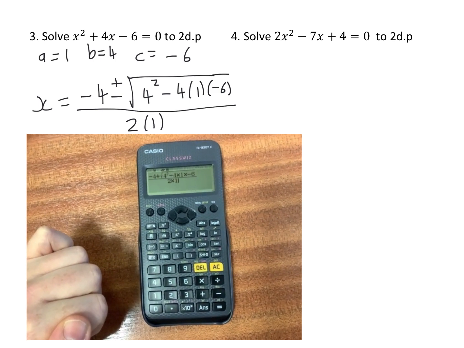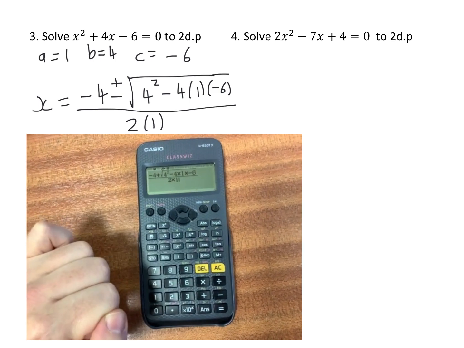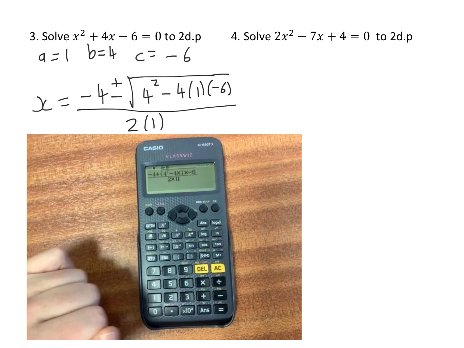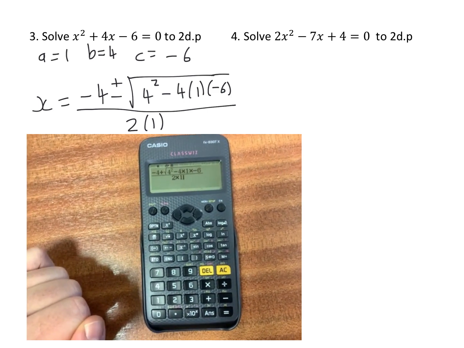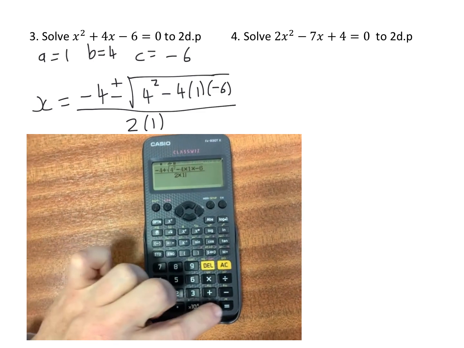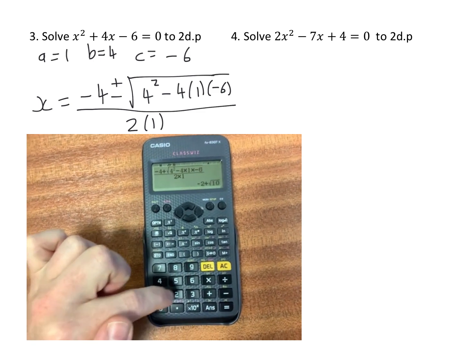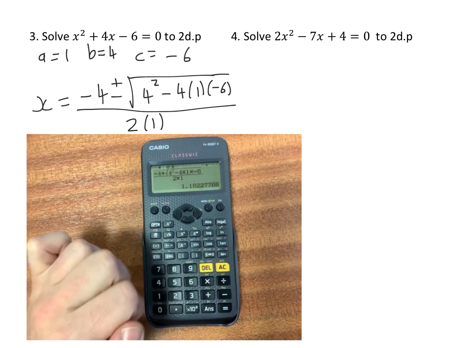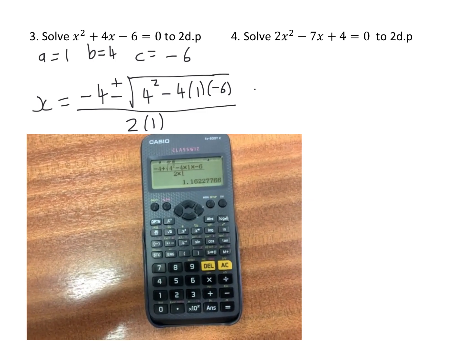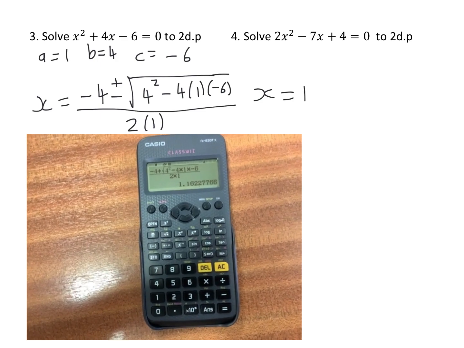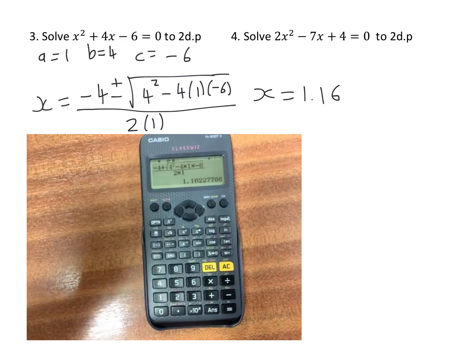Now, I didn't put my negative signs in brackets, maybe good practice. It's most important to put the bracket around the squared one, because the calculator struggles with that a little bit. If I hit equals, I should get my answer. It's in fraction form, and that is 1.16. If we just write that down here, I have no space, but x equals 1.16 to 2dp.